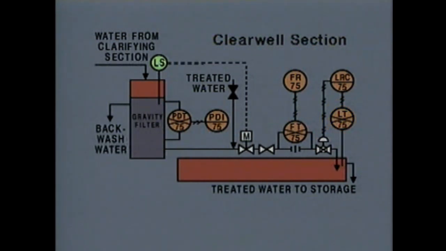The level transmitter sends a pneumatic signal to a level recorder controller. The recorder controller sends a signal to this pneumatic globe valve. The valve controls the flow of water into the clear well basin. From the clear well basin, the treated water leaves the system and goes to a storage tank.